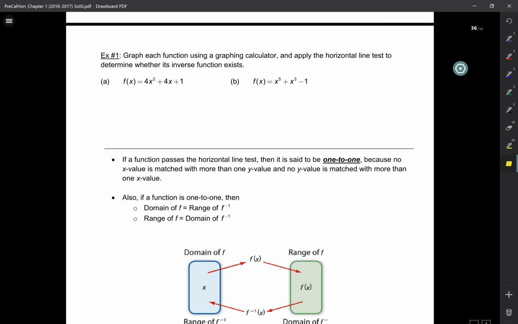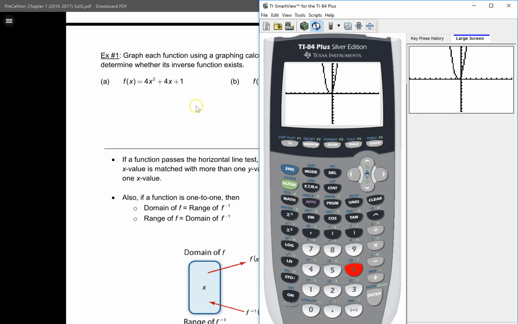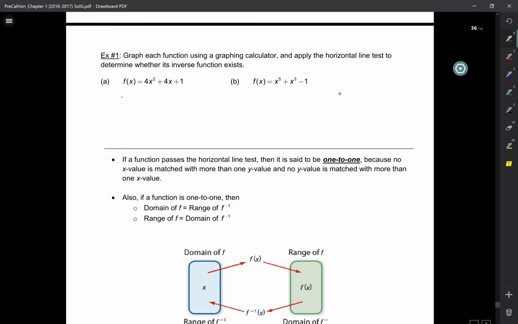Let's look at some of these. It says to graph the function using a graphing calculator and apply the horizontal line test to determine whether the inverse function exists. I've graphed the first one here. This is 4x squared plus 4x plus 1. That's a parabola, and you can clearly see that it's not going to pass the horizontal line test. That means this does not have an inverse function.